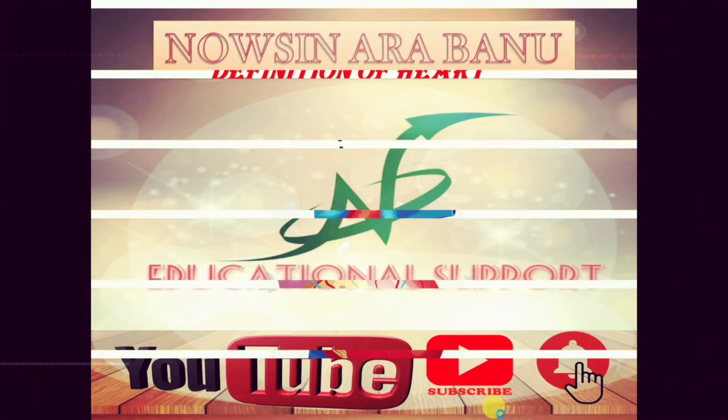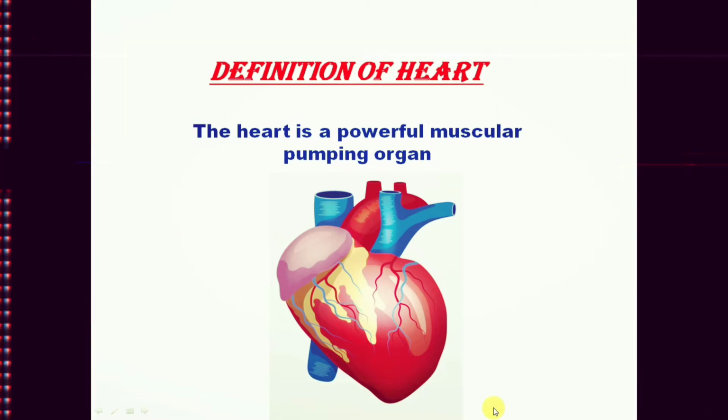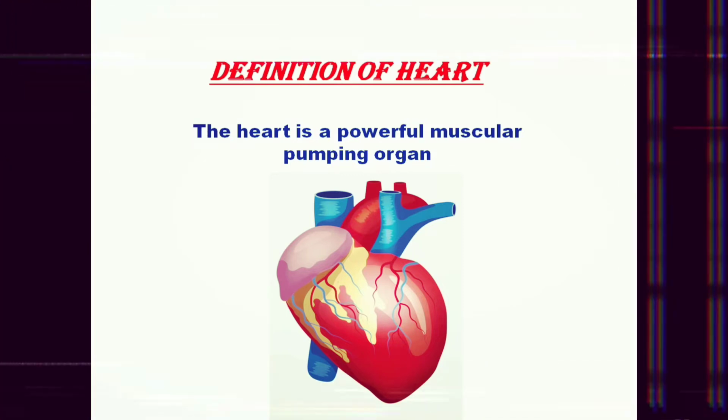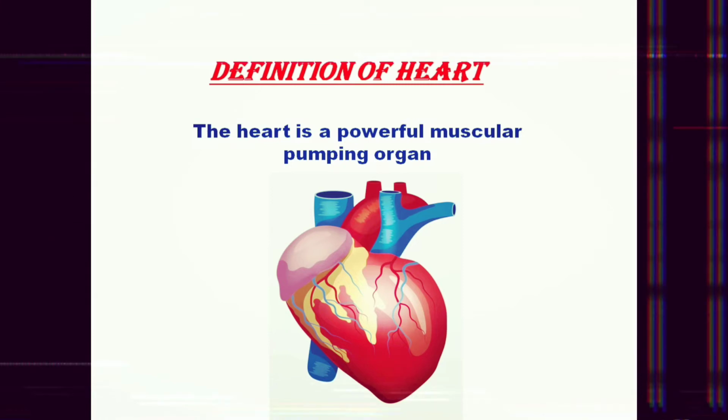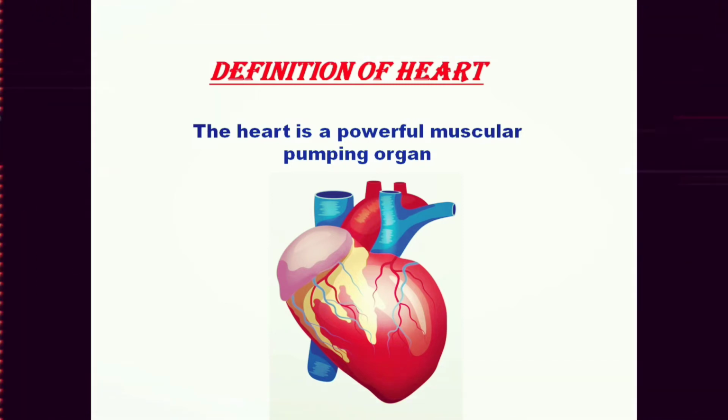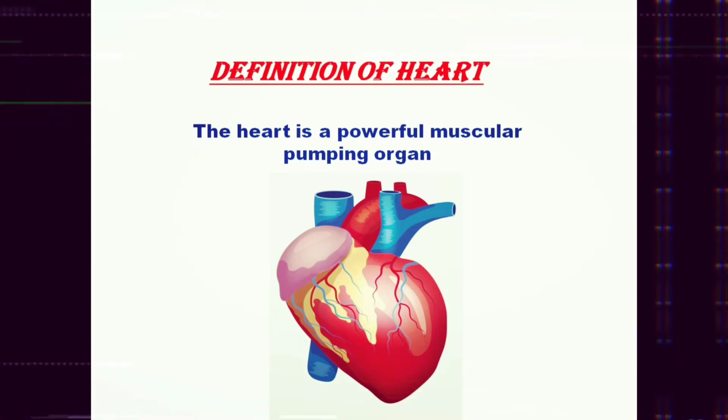First of all, I will discuss an introduction of the human heart. The human heart is cone shaped. Actually, it is a conical muscular organ which pumps blood from the heart to the body via the circulatory system.